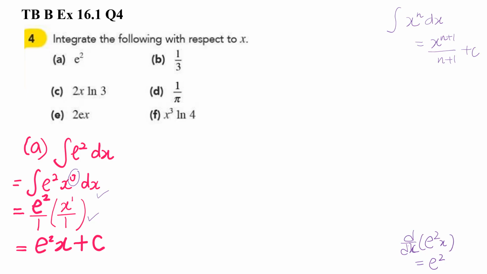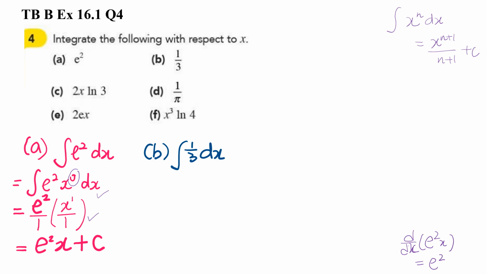But if you think of it as a reverse process, you actually don't have to go through all these steps. Right, if you look at b, very quickly you'll be able to tell me the integration of 1/3 dx is just 1/3 x plus c, right? However, if you still don't get it, I will show the steps again.